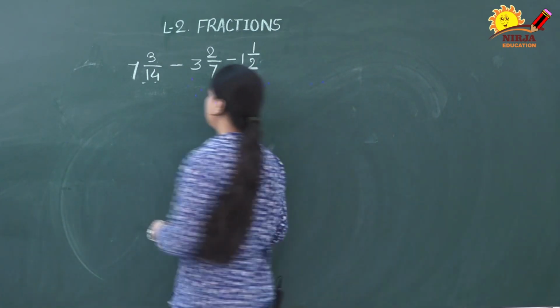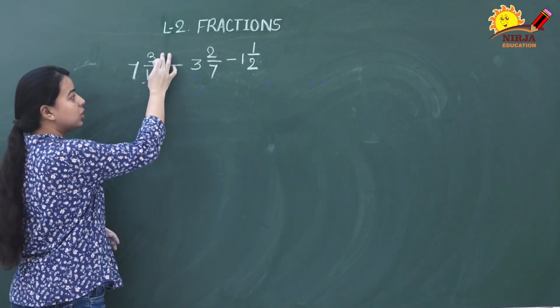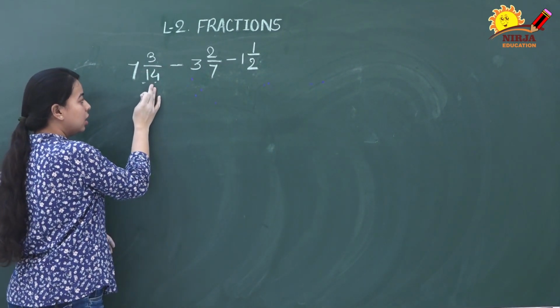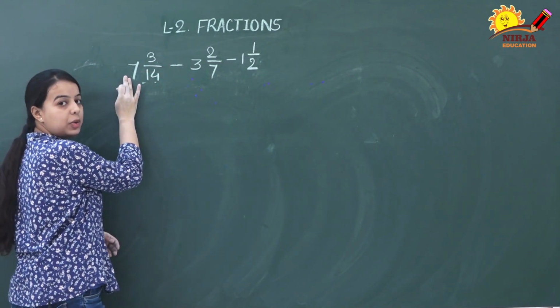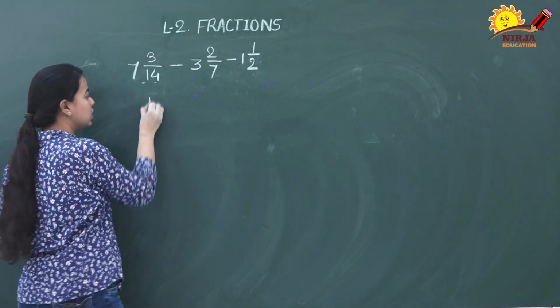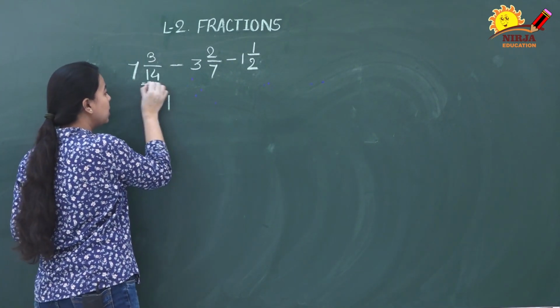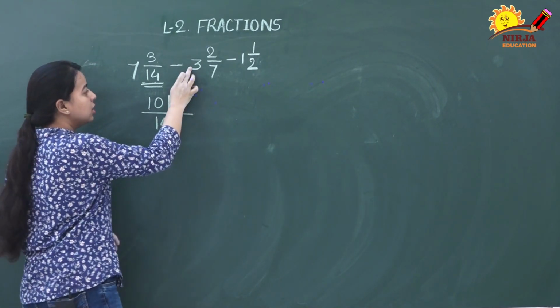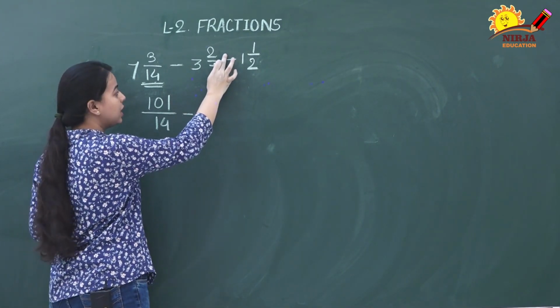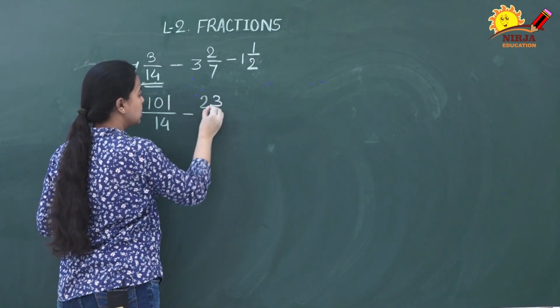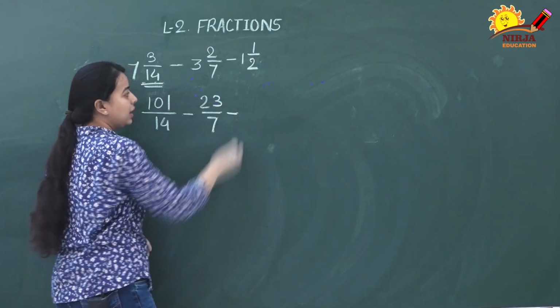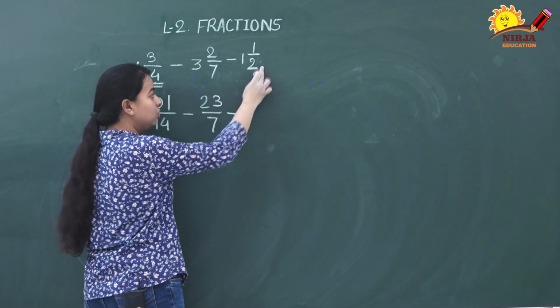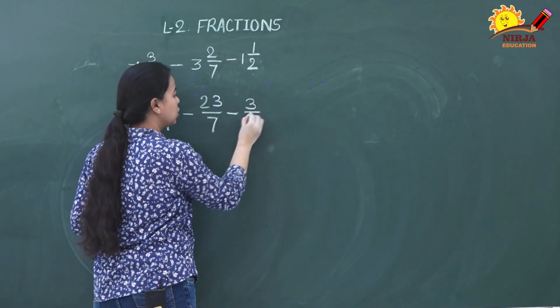Let's do it. First one is 7 into 3 upon 14. 14 multiplied by 7 is equal to 98. 98 plus 3 is equal to 101. Denominator we are going to put as it is. Minus 3 7s are 21 plus 2, 23. 23 by 7. Minus 1 2s are 2, 2 plus 1, 3 by 2.